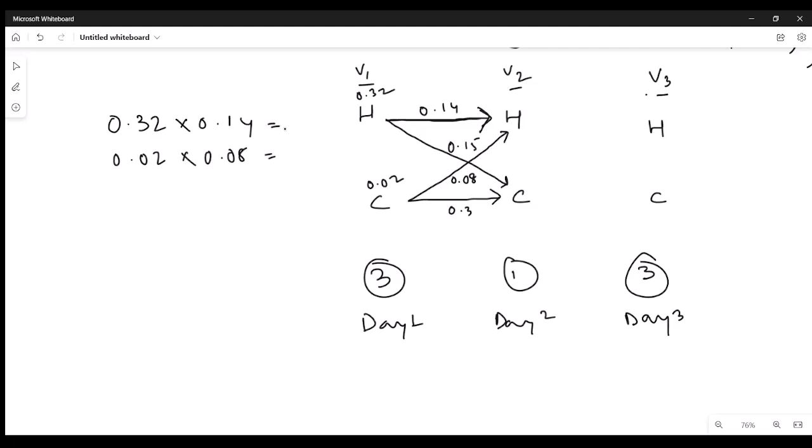Now if we do the calculation, it will give you 0.0448 and it will give you 0.0016. Now out of these two, we are getting the maximum value as this one. So we write the value for Viterbi2, the weather being hot, as 0.0448. That means the maximum value is given for this path.